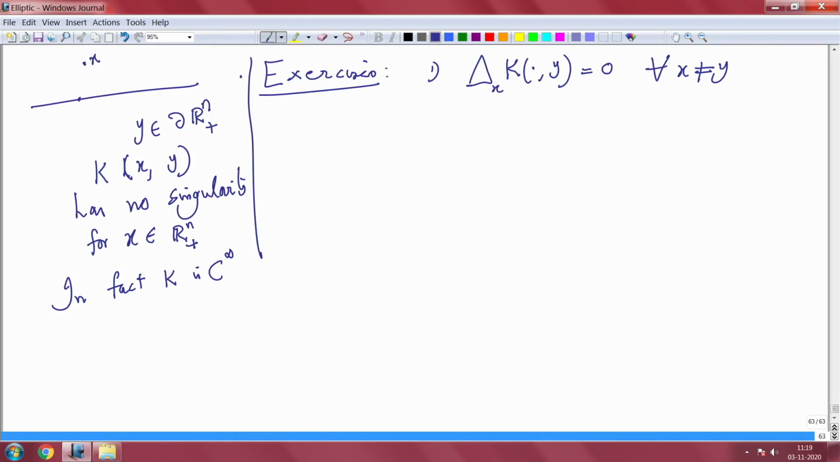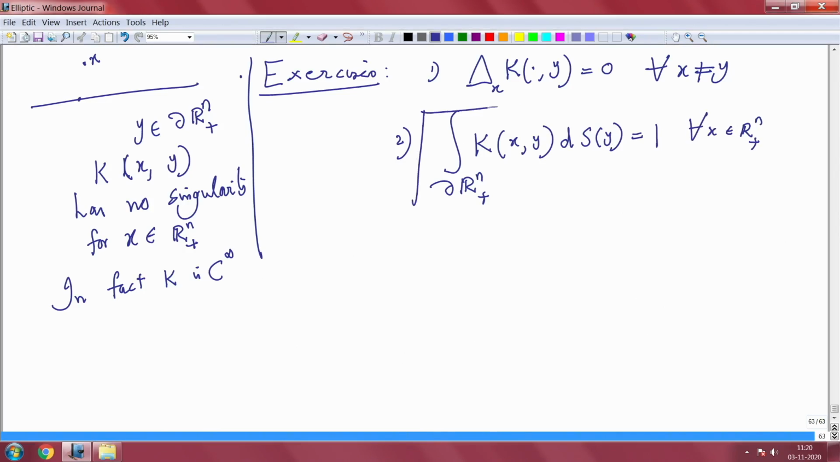Because k is coming exactly from the Green's function, and the Green's function is coming from the fundamental solution. The second thing which you may need to do some work on is this: if you integrate k(x, y) dS_y over the boundary of R^n plus, that is equal to 1 for all x. It is very crucial to prove this. All these will be used.